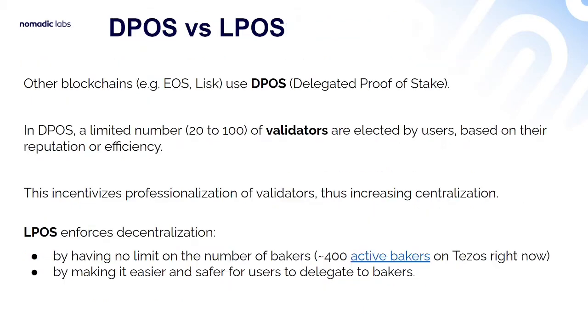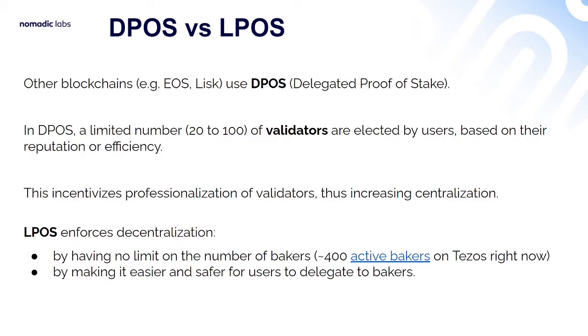We can talk about the difference between liquid proof-of-stake and delegated proof-of-stake. Delegated proof-of-stake is used by some other blockchains like EOS or Lisk. In delegated proof-of-stake, a limited number, usually from 20 to 100, of validators are elected by users based on their reputation or efficiency. But this incentivizes professionalization of validators since there's only a limited number of potential validators, and this can increase centralization. So liquid proof-of-stake was developed to address these issues and enforce decentralization.